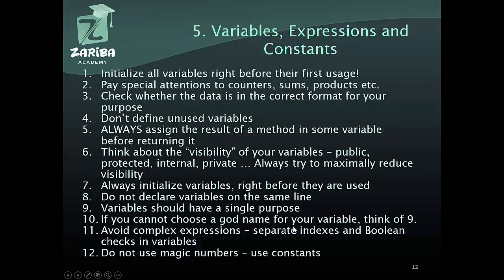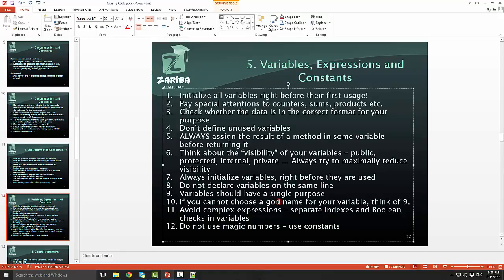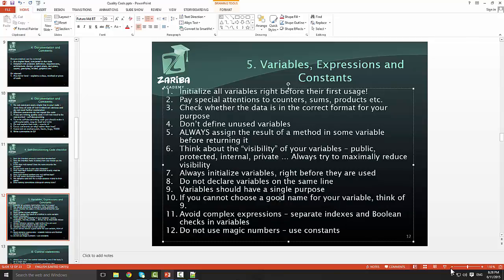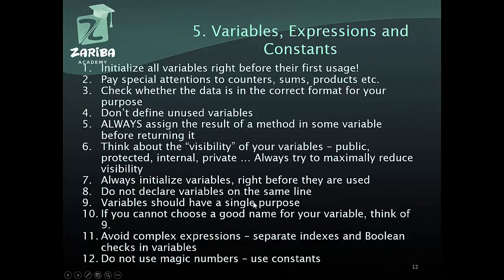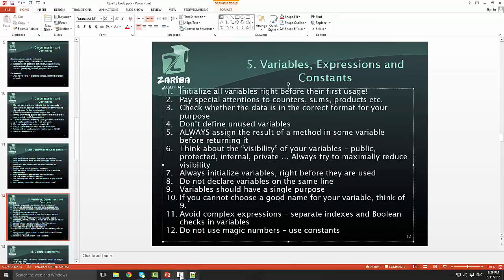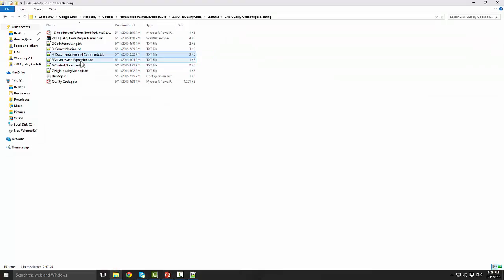Variables should have a single purpose. I think we've mentioned that many times. If you cannot choose a good name for your variable, think of one. If you cannot do this, then probably your variable doesn't have a single purpose. Avoid complex expressions. Separate indexes and Boolean checks in variables. I've mentioned this many times. Do not use magic numbers. Use constants.